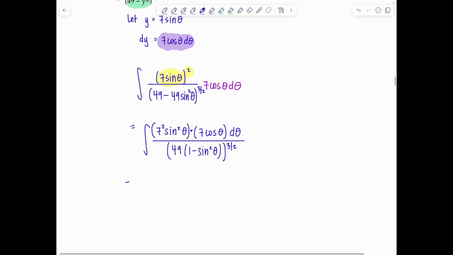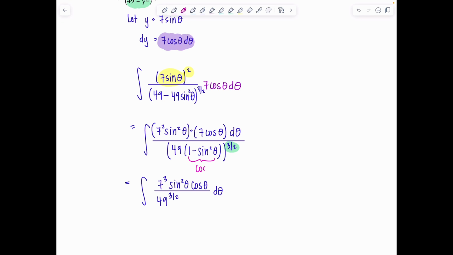Okay, good. Now check out the numerator. I have altogether 3 sevens. So I'm going to write this as 7 cubed sine squared theta cosine theta d theta. And then in the denominator, this exponent here needs to distribute to everybody inside the parentheses. So that's going to be 49 to the 3/2. And yes, it's time to replace 1 minus sine squared theta with cosine squared theta. So then we're going to have cosine squared theta raised to the 3/2 power. Are we good? Okay.